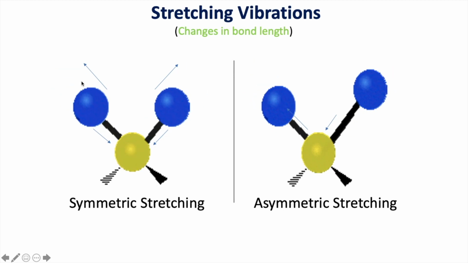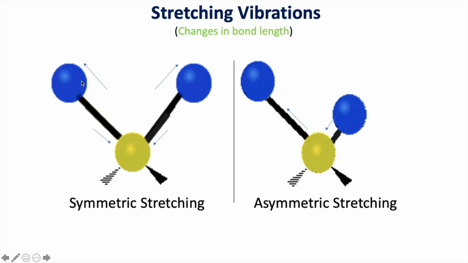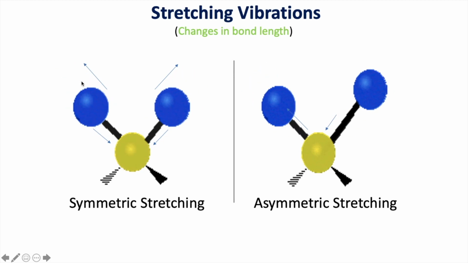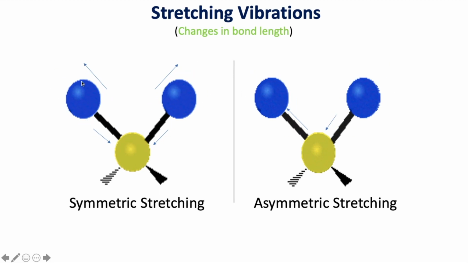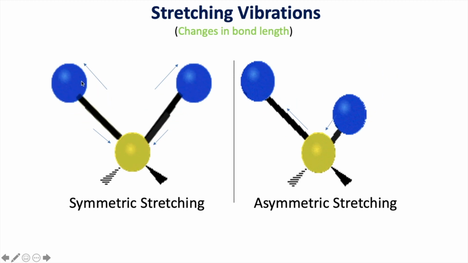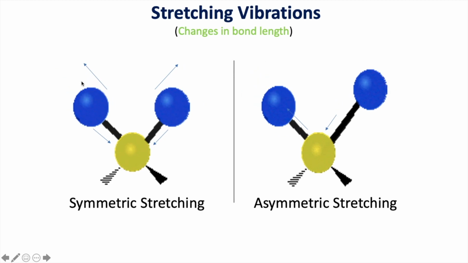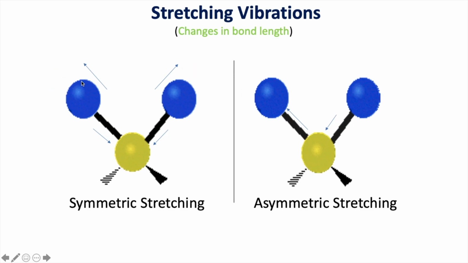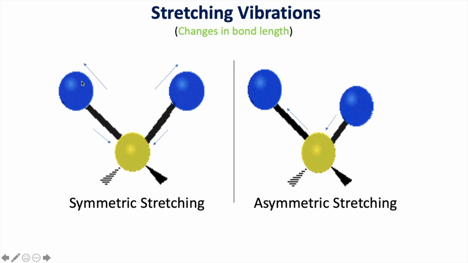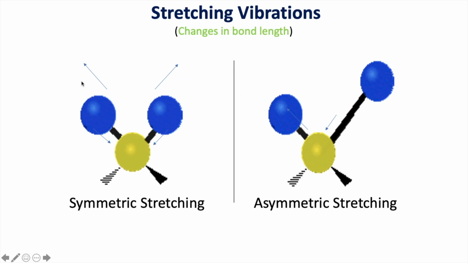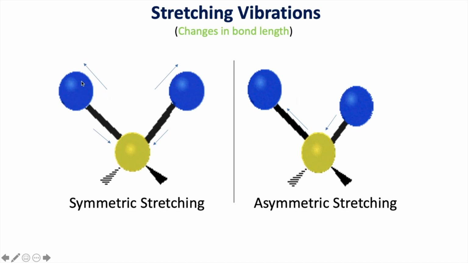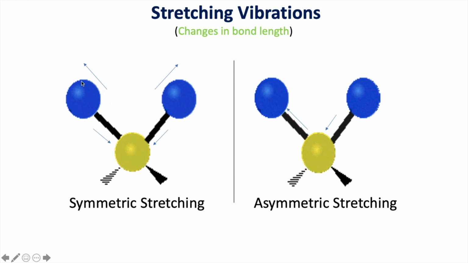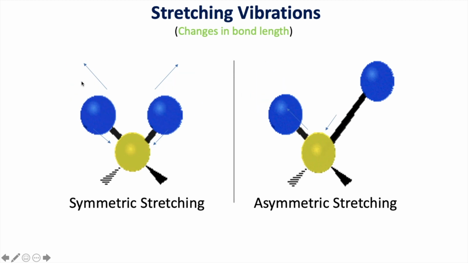In symmetric stretching, two atoms shown by blue balls can either move towards the central atom shown by the green ball, or they can move away from the central atom. In other words, we can say that the bonds are either getting stretched or compressed.